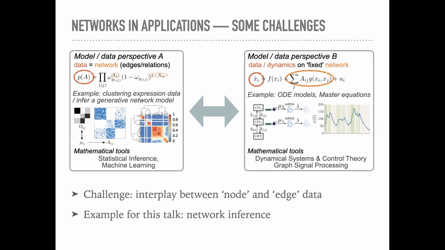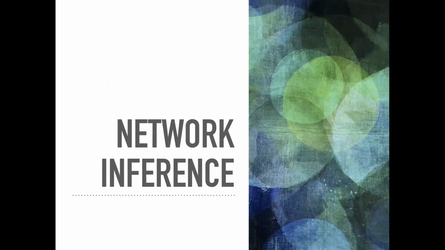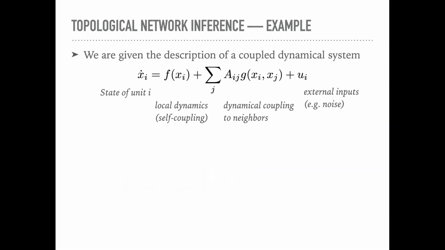So the challenge, if we want to combine these two perspectives, really is what's the interplay between the node and this edge data? Having set the scene here, I'm going to go into a small example, some work we did together with Santiago and John Tsitsiklis at MIT, which is about network inference, which is really using node data to say something about the relations between the nodes. And here's a typical example of such an inference problem.